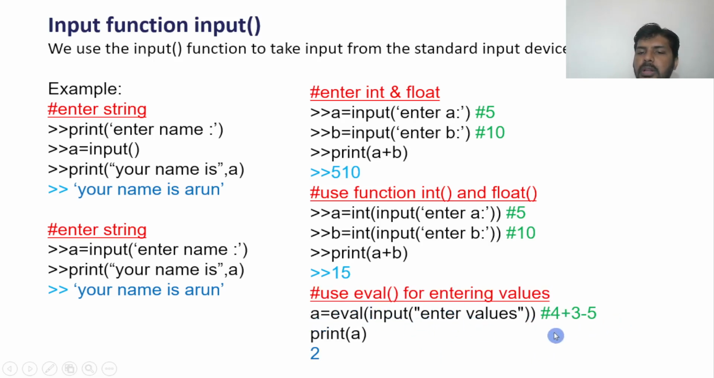For example, if I enter the values 4 plus 3 minus 5, what eval will do is immediately convert the value. So it will evaluate 4 plus 3 minus 5, and automatically you will get the output as 2. When I say print a, it will give output as 2. So let us see this one also.